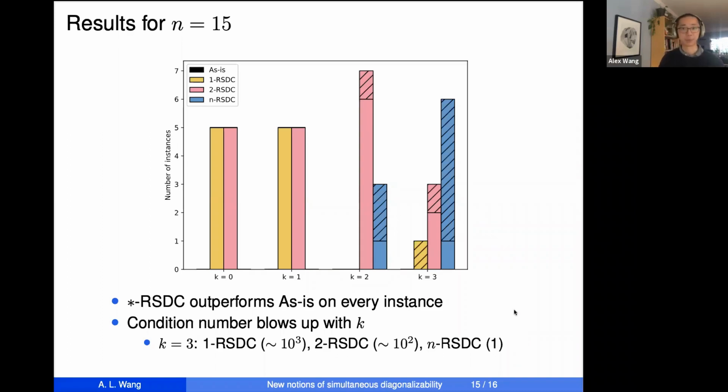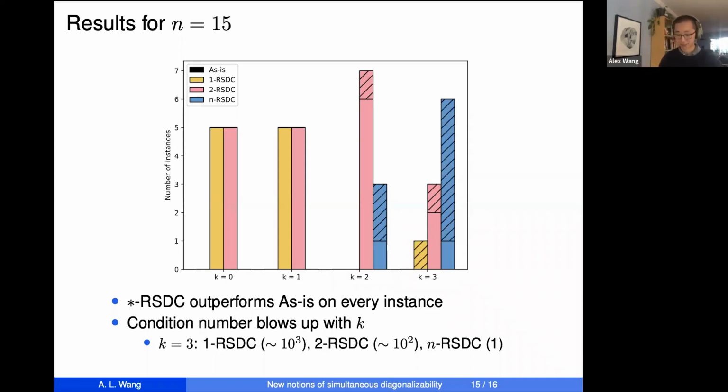So what we believe, and what we saw also for larger k's, is that as k increases, the condition number of the 1-RSDC construction that we have, as well as the 2-RSDC construction, means that it no longer outperforms the naive n-RSDC construction. But the 1-RSDC and the 2-RSDC algorithms do outperform the n-RSDC algorithm at smaller values of k.